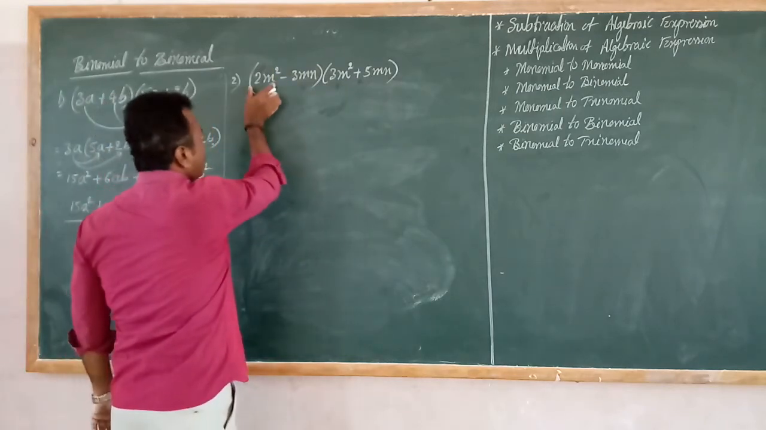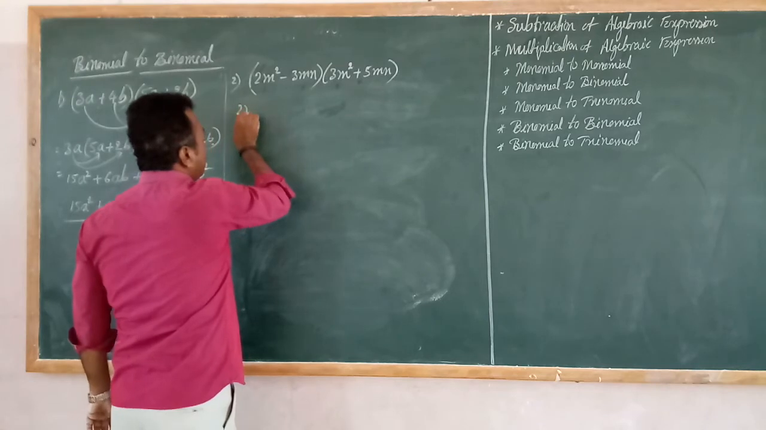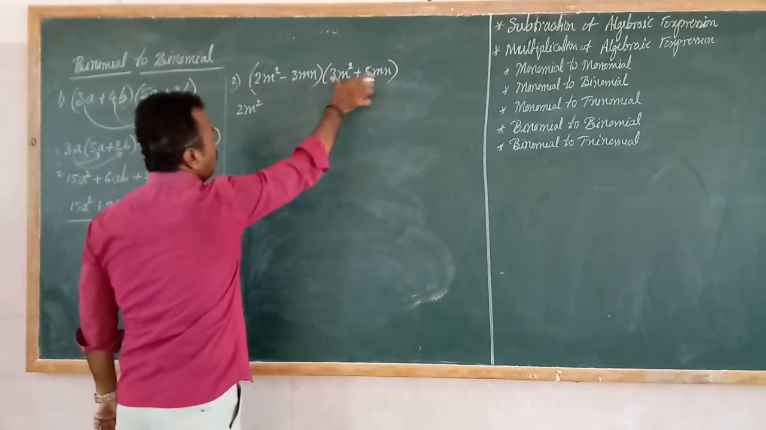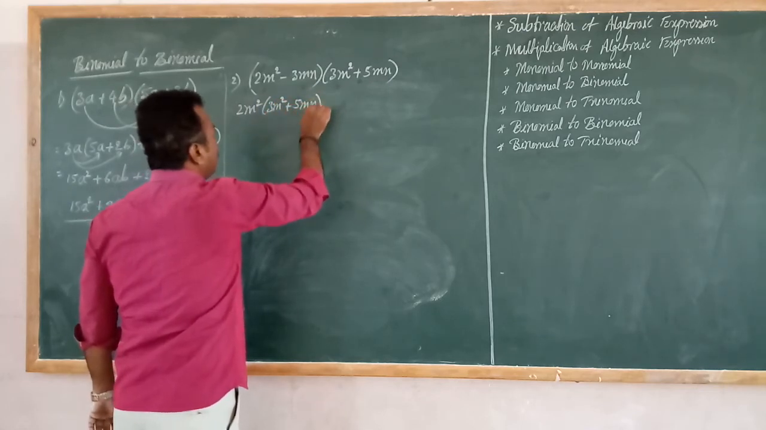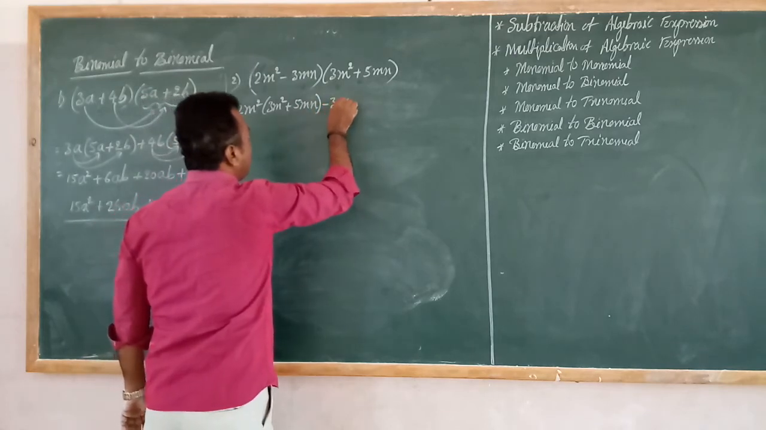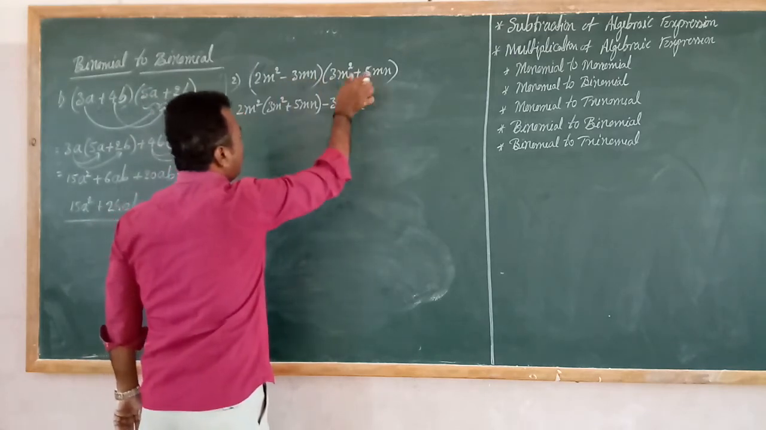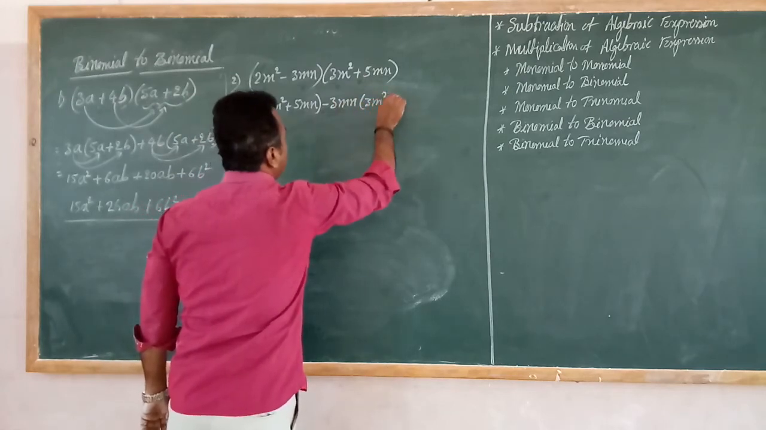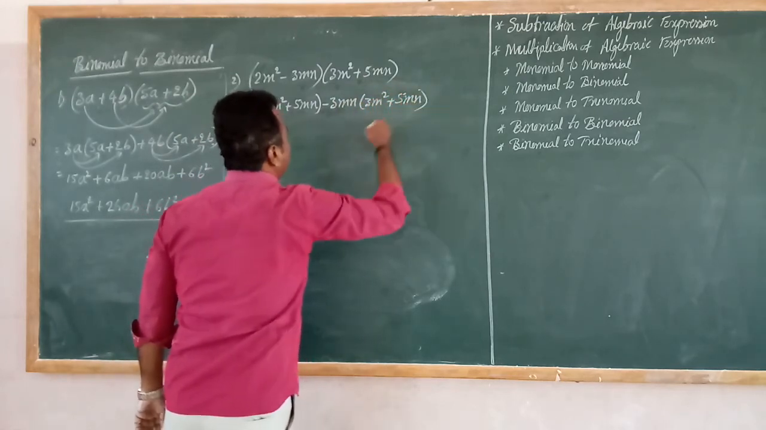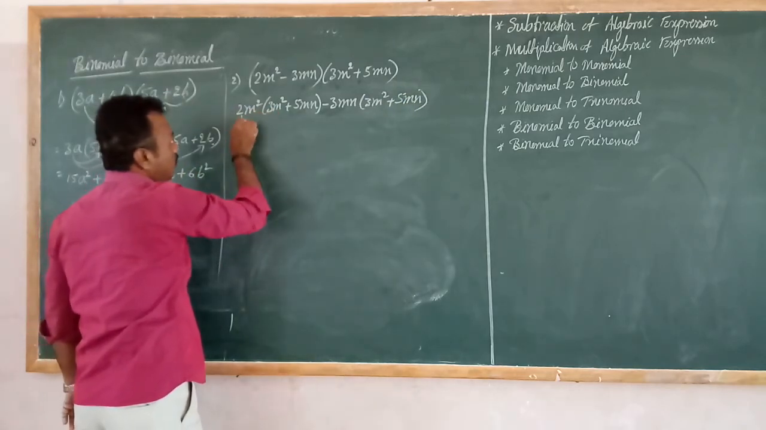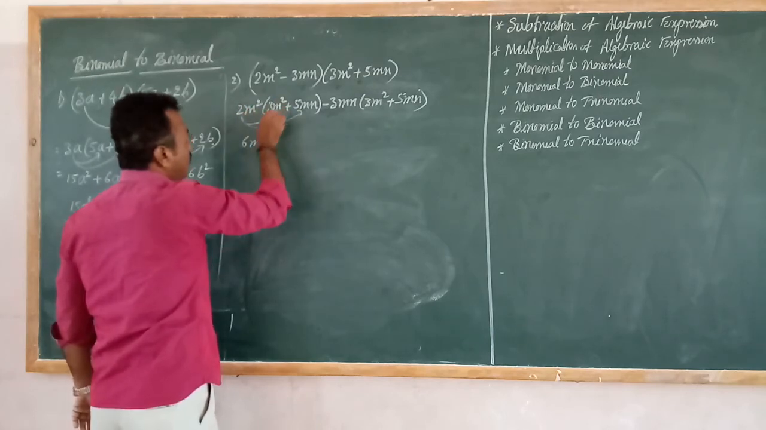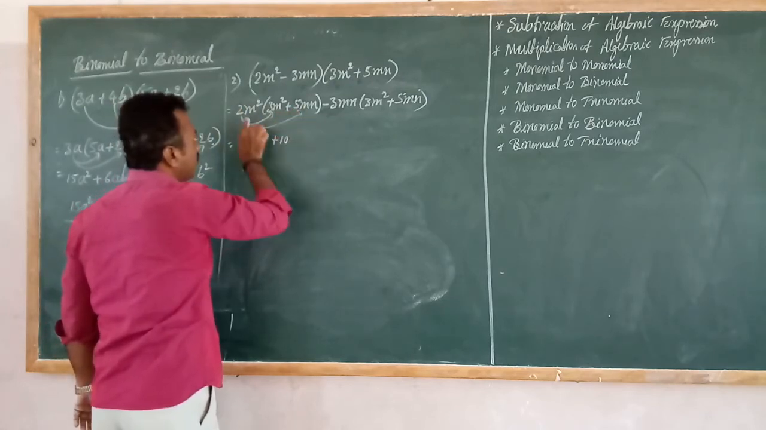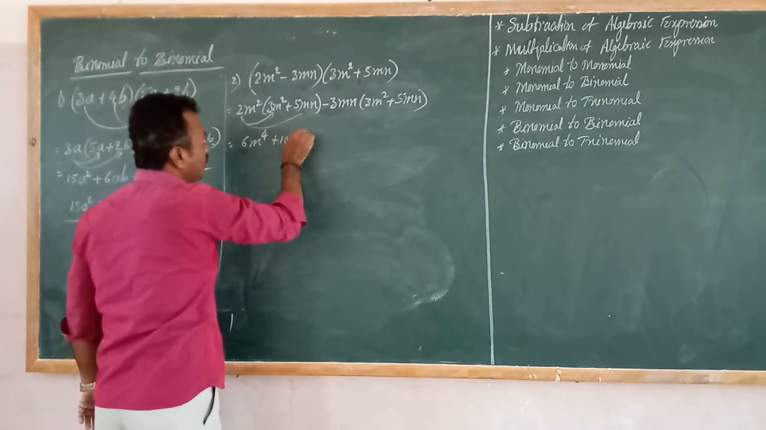So same procedure. First, 2m square we should multiply by the whole term, 3m square plus 5mn. Then minus 3mn, the whole multiplication with 3m square plus 5mn. Next, 2 3s are 6, m square into m square, m to the power of 4. After that, plus 2 5s are 10, m square into m becomes m cube, n as it is.